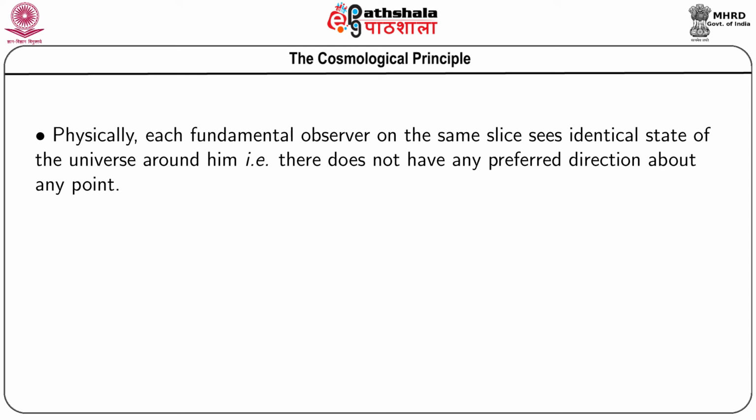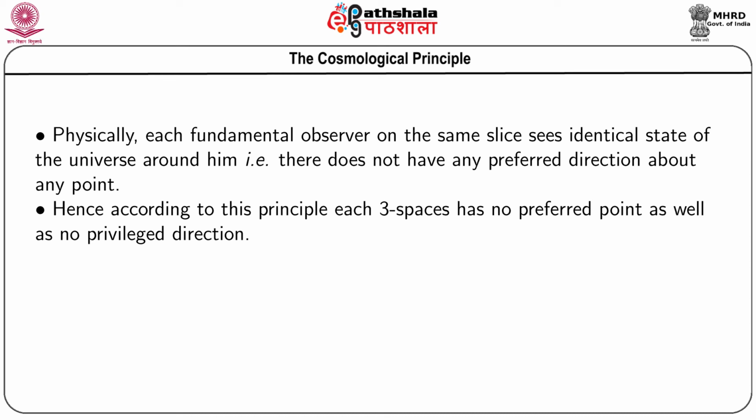That is, there does not exist any preferred direction about any point. So, this is the inner meaning of homogeneity: for an observer on the same slice, the state of the universe around him is identical. Therefore, according to this principle, each 3 space has no preferred point as well as no privileged direction. So, everywhere is homogeneous.